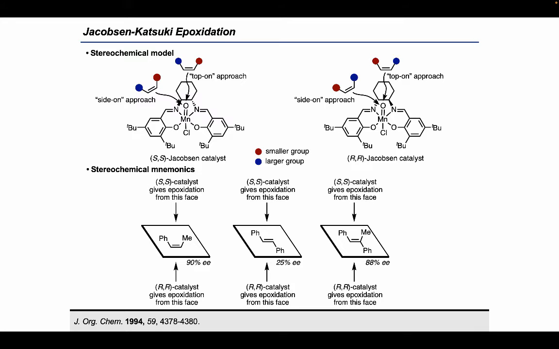If you go through the exercise of drawing what products you would get from the stereochemical model above, you can see that this matches. As we mentioned before, trans-disubstituted alkenes are normally not giving high enantioselectivities in this reaction, although there is still a memory mnemonic available for that case. With that said, trisubstituted alkenes have been shown to work in this asymmetric epoxidation as well, and there's a memory mnemonic here for them.